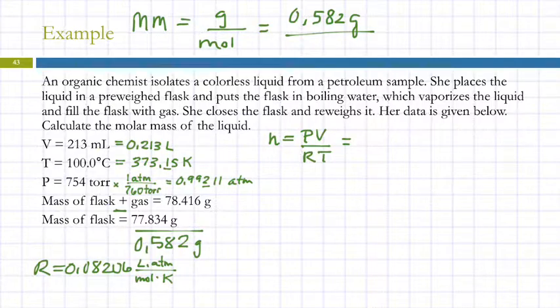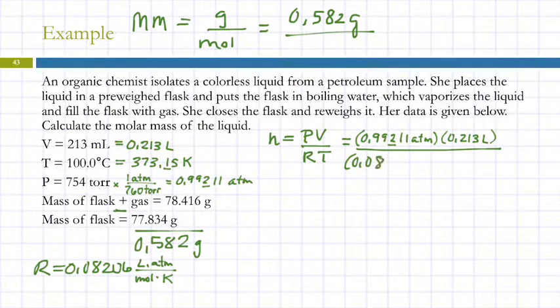So I'm just going to put all of these into my equation. 0.99211 atmospheres times the volume, 0.213 liters, over R, 0.08206 liters atmospheres per mole Kelvin, and our temperature 373.15 Kelvin.